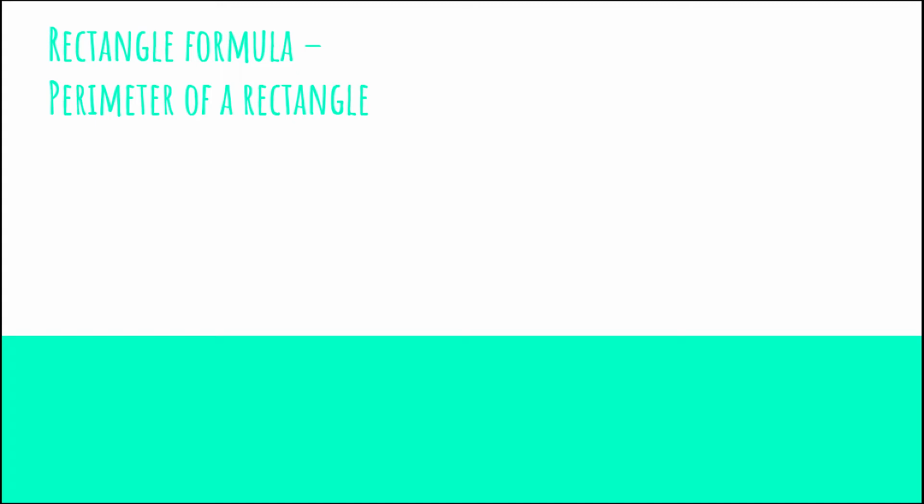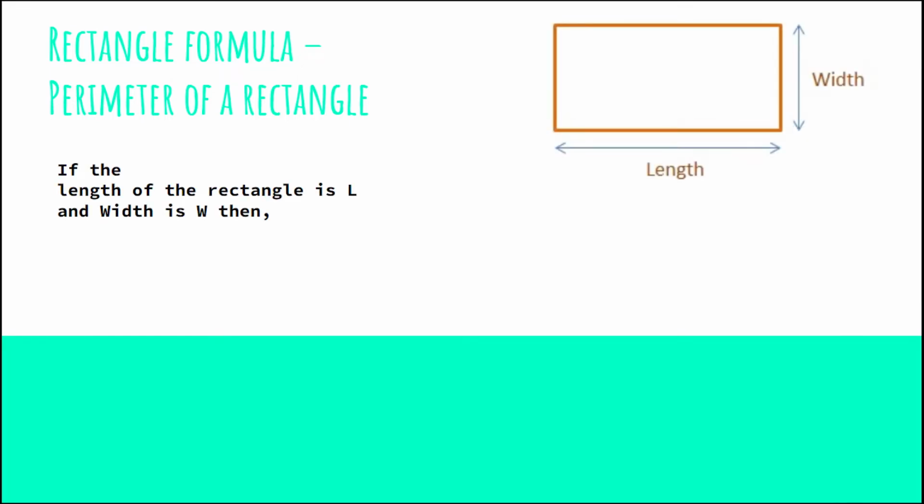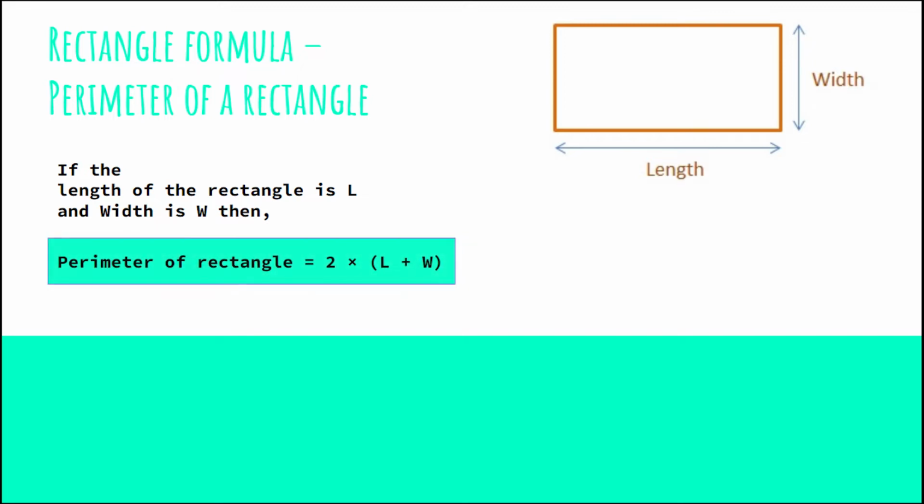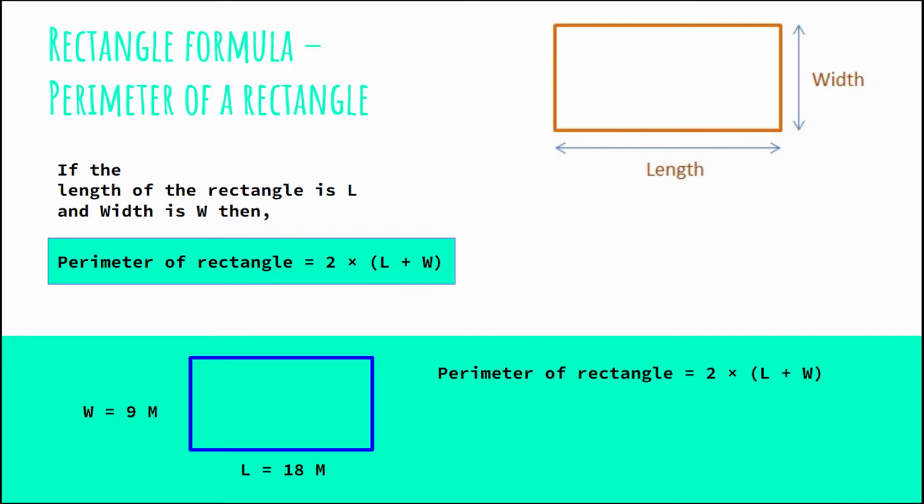If you want to calculate the perimeter of a rectangle, we use the rectangle perimeter formula. If the length of the rectangle is L and width is W, then the perimeter of a rectangle is 2 times bracket L plus W. If there is a fence whose length is 18 meters and width is 9 meters, so the perimeter of the rectangle is 2 times bracket 18 plus 9.